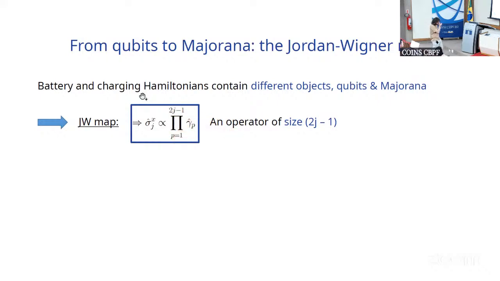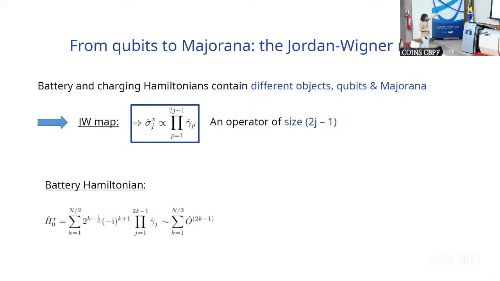So using a terminology quite popular in the HEP-TH community, we can say that a single qubit in position j corresponds to an operator of size 2j minus 1 on the Majorana side, because you need the product of 2j minus 1 Majoranas to build a single qubit. So once we have this, you can retranslate your battery Hamiltonian in terms of Majorana fermions. You could do the opposite as well, but it's much less convenient for the proof. So for the proof, it's much easier to translate everything in terms of the Majoranas. So we do this, but it's exactly the same.